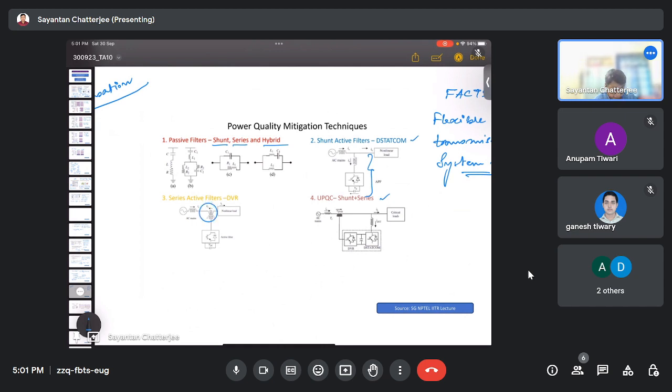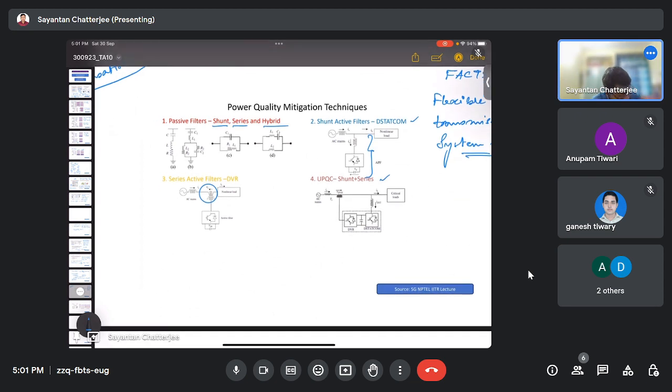So that's the series. Current can be improved mainly by using series active filters. The current improvement can be done with series active filters, and using the shunt active filters, the shunt compensation can be done for the voltage.